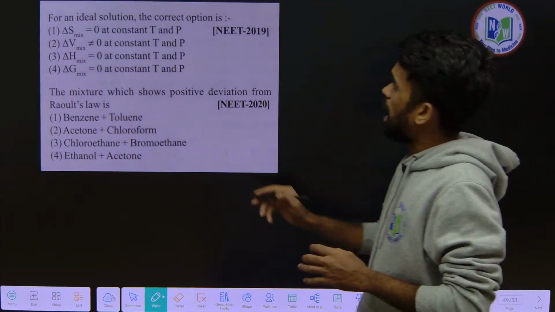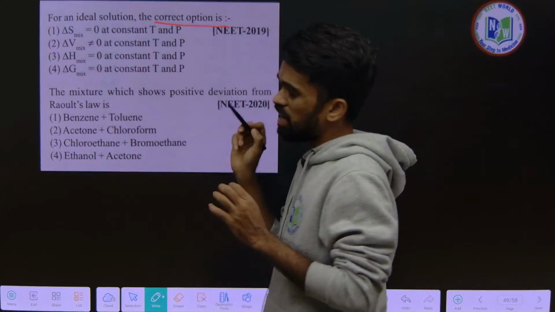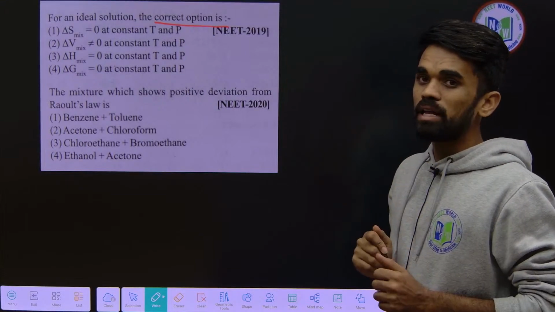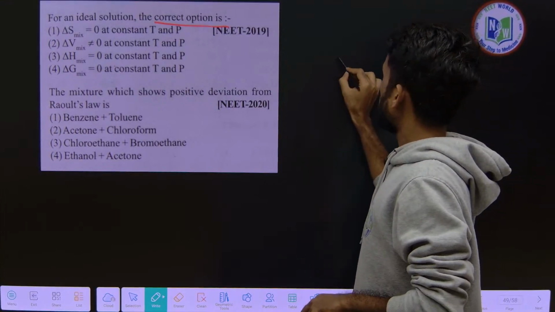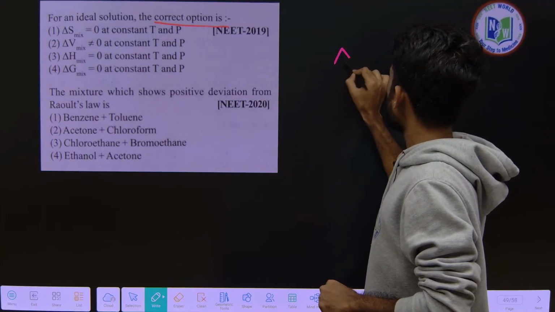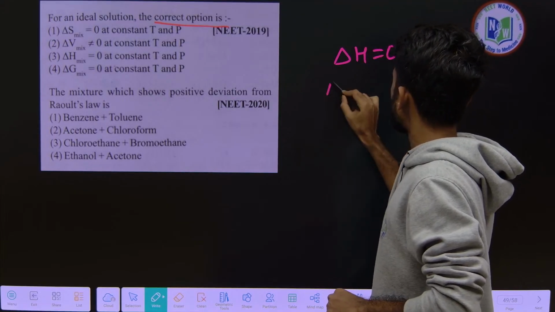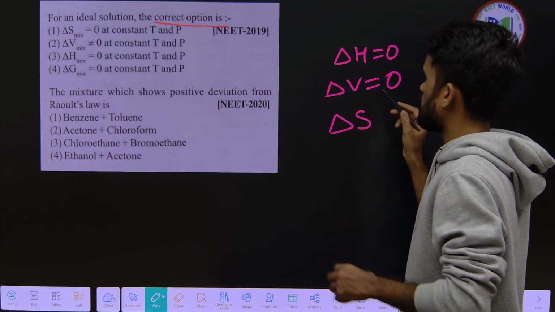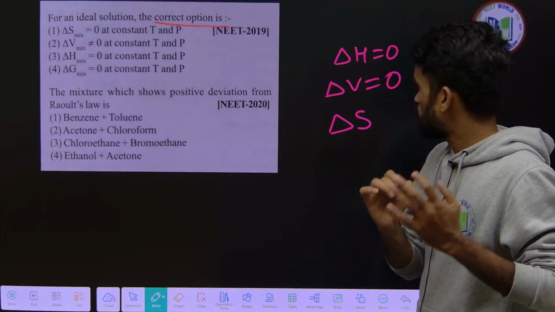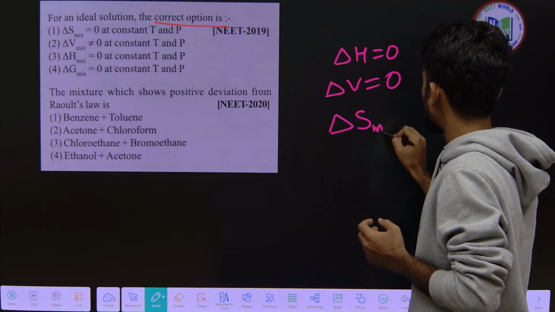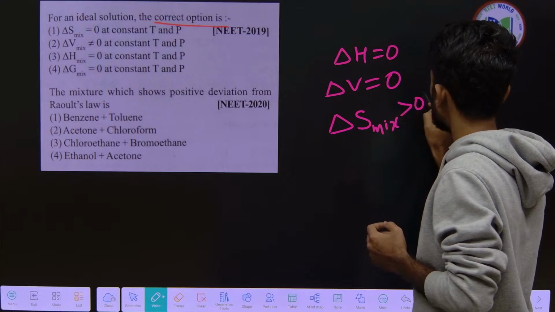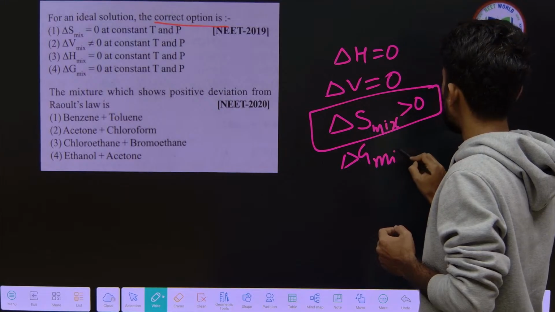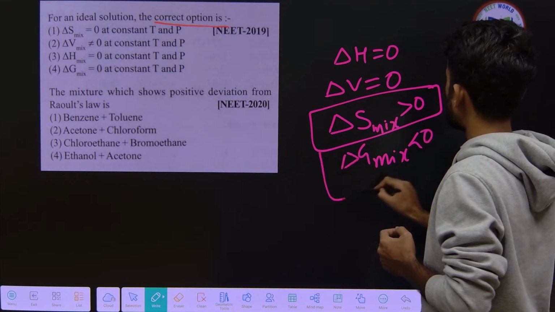look at this. For an ideal solution, what will the correct option be? Again, we have solved this kind of model question in the discussion of ideal solutions and Raoult's law. See, for an ideal solution, delta H mix must be equal to 0, delta V mix also should be 0, and entropy of mixing, whether it is ideal, non-ideal, whatever might be, delta S mix for the system should be greater than 0. And delta G mix should be less than 0, negative, for a spontaneous process.